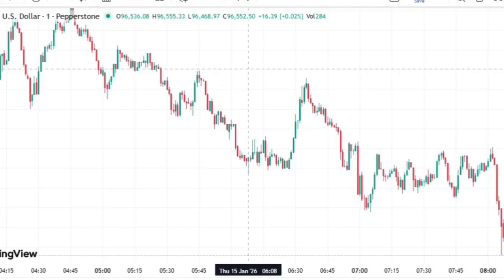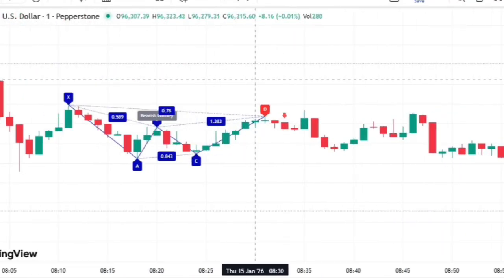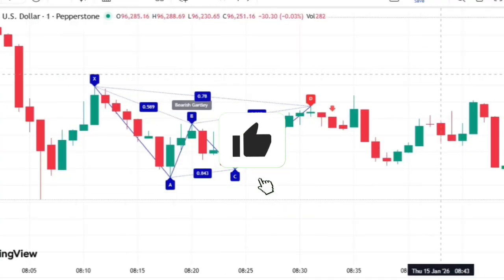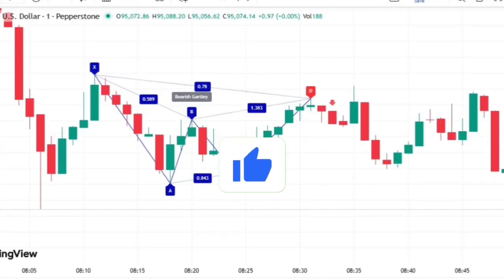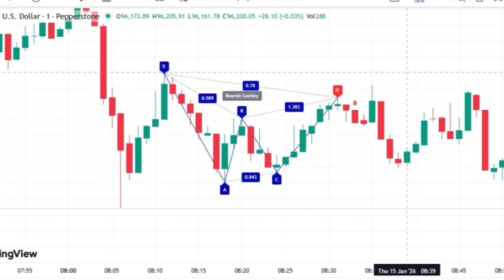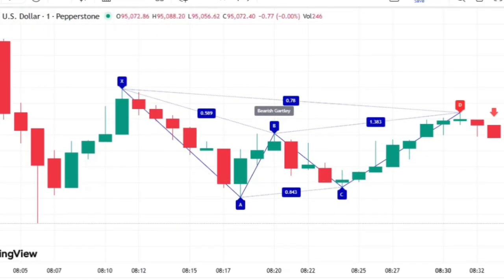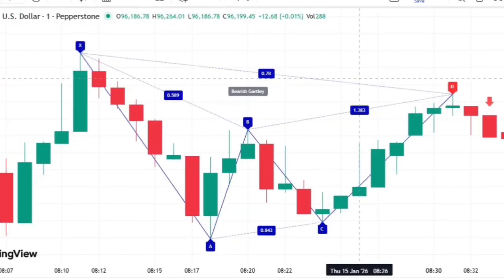What if I told you there was a pattern, used by professional traders for nearly a century, that's designed to do one thing: find the exact spots where a market is most likely to reverse? A pattern that combines Fibonacci ratios, market structure, and pure price action to give you high probability, buy low, sell high entries. That pattern is the Gartley.